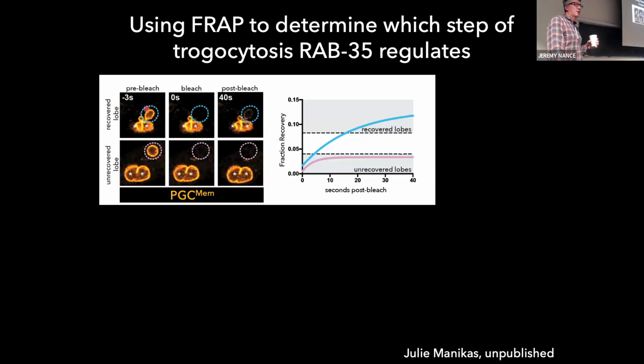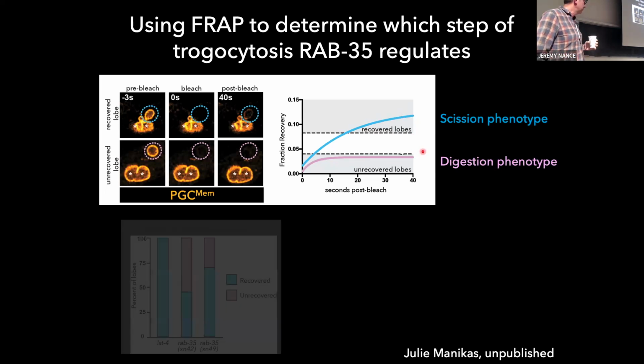It's very similar to the idea I already brought up, and that is if you take a persistent lobe and you photobleach it, if it's still connected, this is kind of dim, but you can see there's some recovery here. And if it's not connected, there's no recovery. The recovery is never full, but we see these very different curves where one flatlines right away and another one continues to fill with unbleached protein from the cell body. And so this would be a scission phenotype because there's still a connection, and this would be a digestion phenotype because the lobe is detached from the cell body.